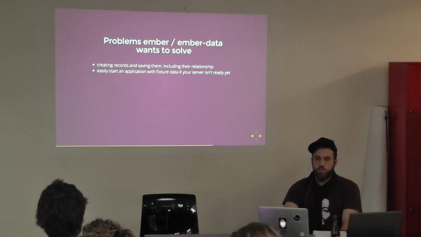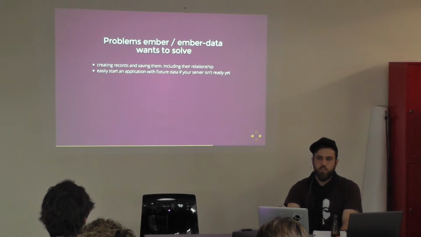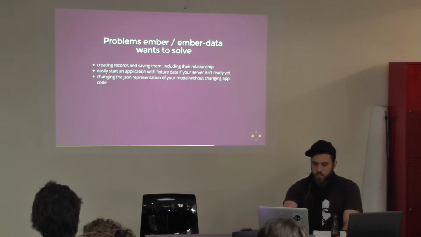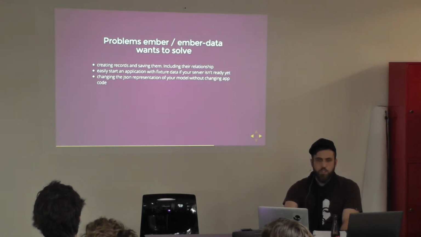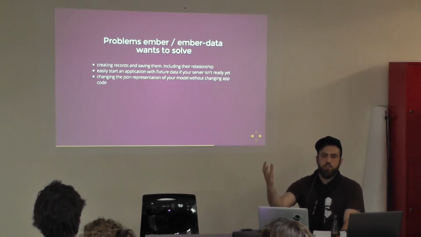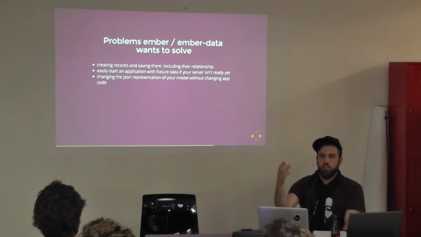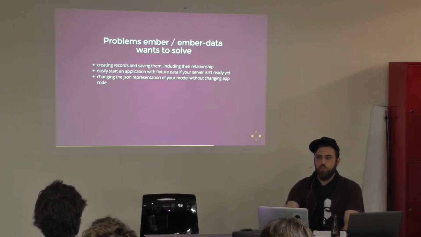So there's something called fixtures in Ember Data, so that you can pass in, I would say, factory data or something like that. You want to change the JSON representation of your model without changing the entire app. So, for example, if the structure is different from your Rails app, you can really shape it the way you want in your front end code without having to change the whole Rails app behind it.